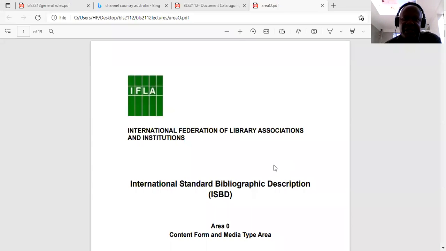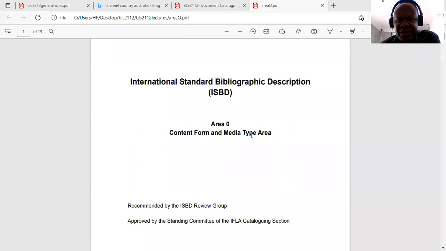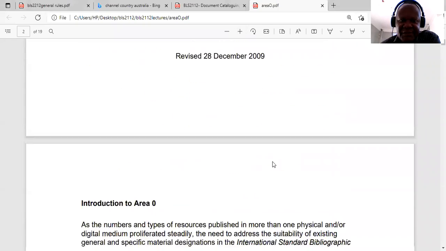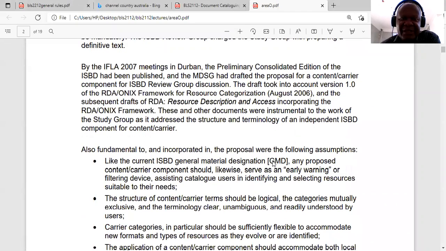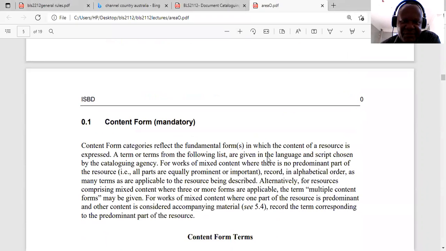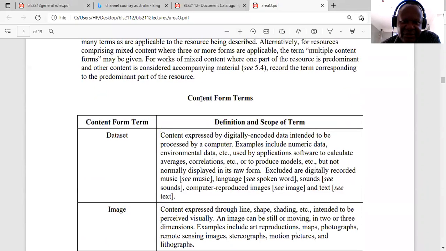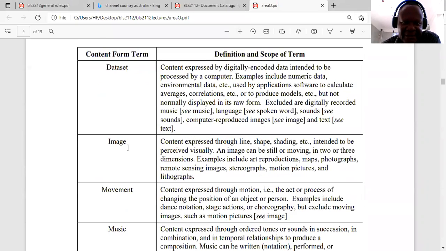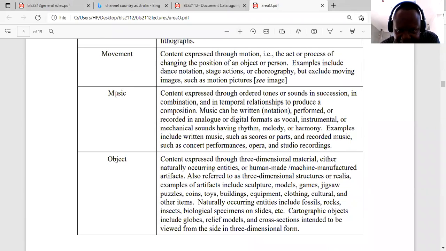So that is the Area O document, content form and media type. And what I need from this document is the terms. In fact, the content form term that we shall use for video recordings. And these are the terms, content form terms, their definition and scope. Definitely it cannot be data set, image, movement, but music is there. Content expressed through ordered tones or sounds in succession, in combination, and in temporal relationships to produce a composition.